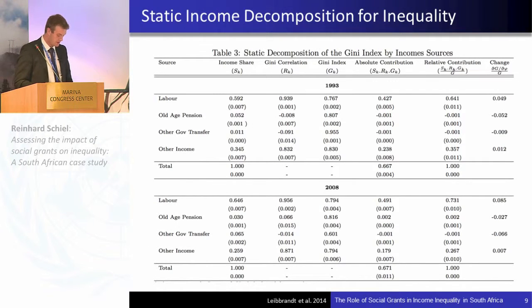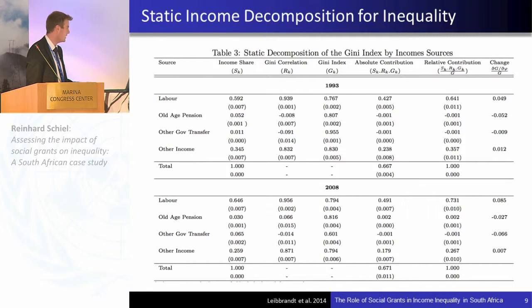So here we can see our results given the static income position approach. I'd just like to draw your attention to some findings in particular. Firstly, we can see that labour income, or the income obtained from labour market activities, has greatly resulted in an increase in inequality in the 1993 period. The two government transfers, firstly the old age pension, as well as the other government transfers, which captures the child support grant, have resulted in a decrease in inequality within the period. But because this is a static decomposition approach, we have to do it for both 1993 and 2008 separately and contrast the results across the two data sets. So in 2008, we can see that once again, labour has had quite a large disequalising effect.